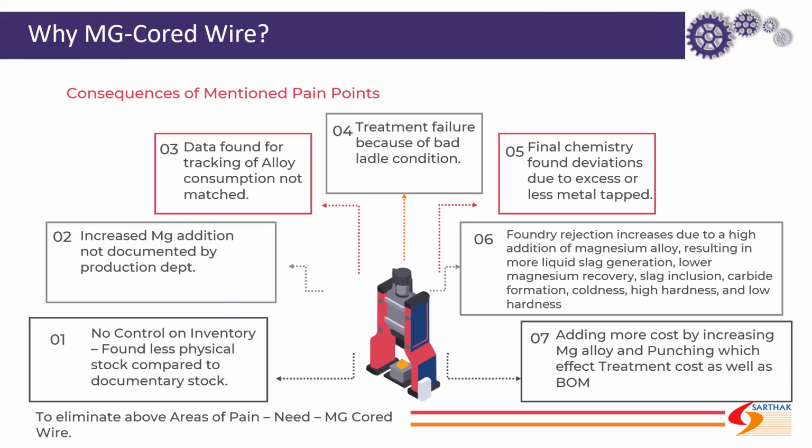final chemistry deviation due to excess or less metal tap, and foundry rejections due to high addition of magnesium alloy, resulting in more liquid slag generation, lower magnesium recovery, slag inclusion, carbide formation, chill, high hardness and low hardness. It adds more cost by increasing MG alloy and punching, which affects treatment cost as well as the BOM of your castings. So to eliminate all these pain areas, you need magnesium cored wire.